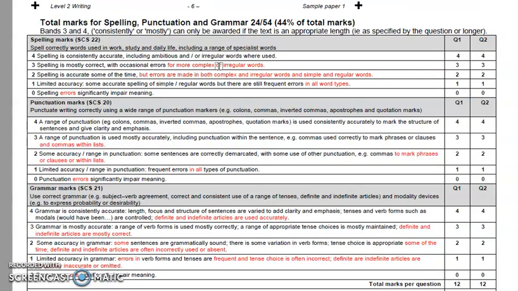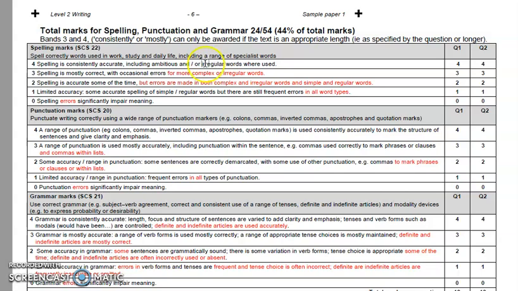And the way that the spelling, punctuation, and grammar is marked here is again bands 0 through to 4, consistently accurate, including ambitious and or irregular words where used. So yeah, feel free to pause this and have a quick look through. A couple of things to draw your attention to here is where it says consistently accurate, they do not expect something to be 100% accurate. They appreciate you've got about 40 minutes to get this thing done in.